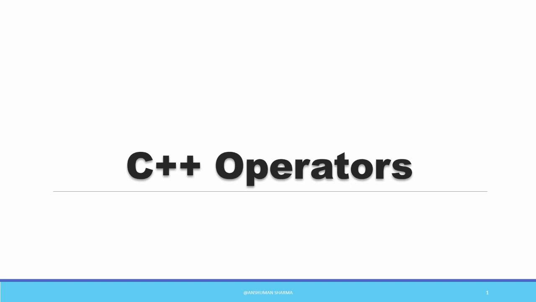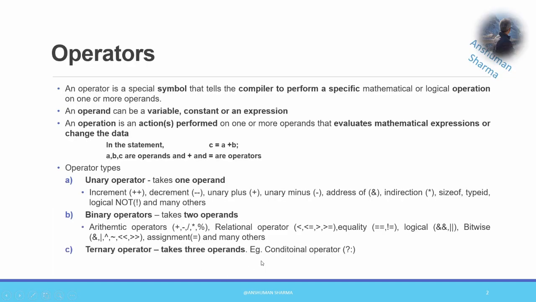Hello everyone, in this lecture and onwards I will be discussing C++ operators. Now, an operator is a special symbol that tells the compiler to perform a specific mathematical or logical operation on one or more operands.